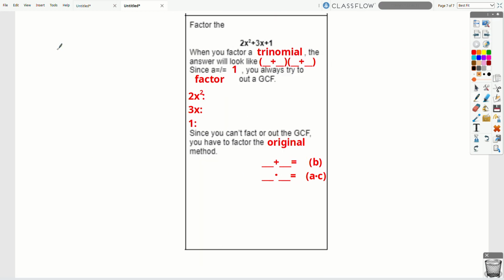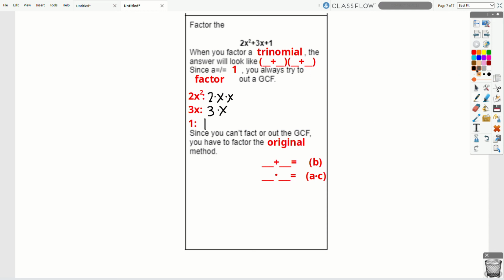Lastly, when we have a trinomial like this, a does not equal 1 once again, and we're going to try to factor out a GCF. But we'll notice for this one, we cannot factor out a GCF because there is no GCF. There's no number that's in all three. So since we can't factor out a GCF, the a is just straight up not going to be 1, it's 2. Okay, we can't factor that out like we did on the previous one, use a shortcut.